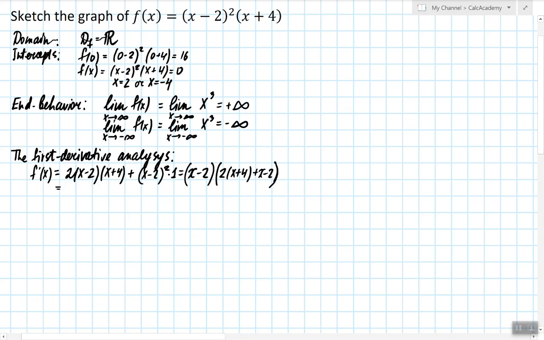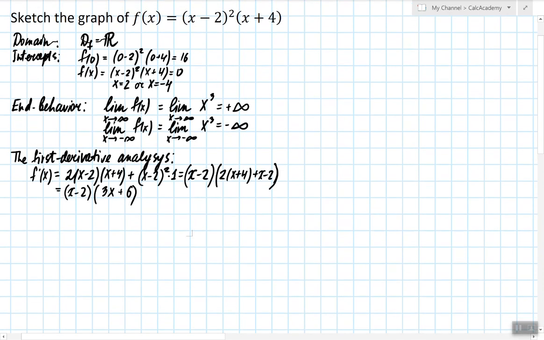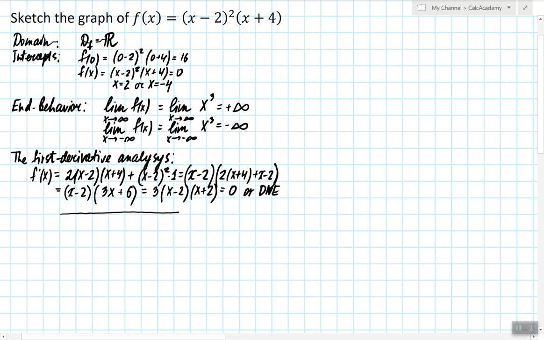So the first derivative is equal to (x minus 2) times (3x plus 6). So we can factor out that extra 3. And now we are ready to set this equal to 0 or find the points where it doesn't exist. Since again it's a polynomial, there are no values where it doesn't exist, so we'll only consider the points where it is equal to 0, which are -2 and 2.